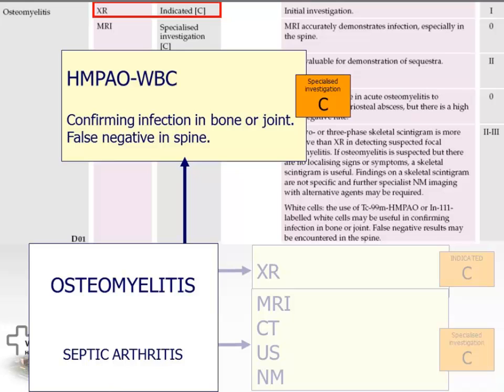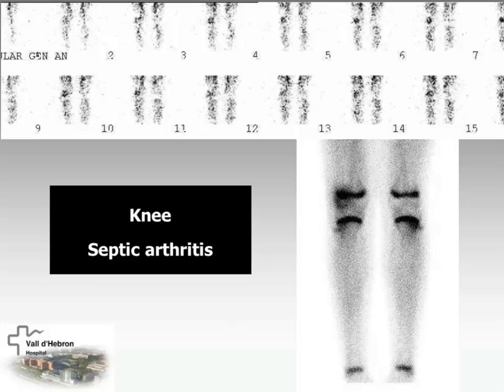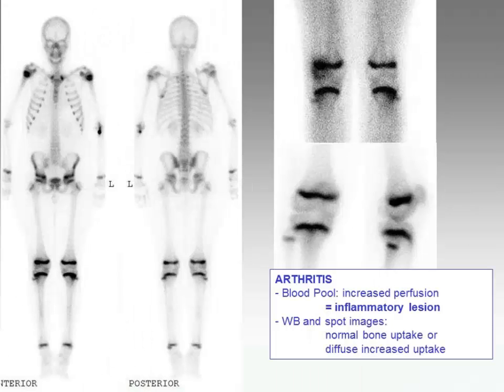This is one case of septic arthritis of the knee. You have here the vascular images and the blood pool image showing an increased perfusion of the lateral part of the right knee. And the bone scan is completely normal, without increased activity on the lateral condyle. That means that it's a pattern of arthritis without bone involvement.